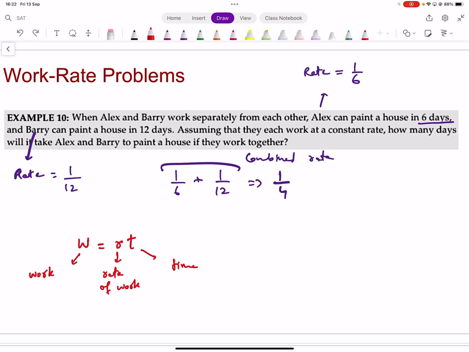So once we know that this is the combined rate, we can say work done equals rate into time. Work done कितना है? 1 house paint करना है, so that's 1. Rate is 1/4. Time taken, so that gives you T equal to 4. This is the number of days that it takes them to paint a house if they work together. Is that okay? This is called a work rate problem.